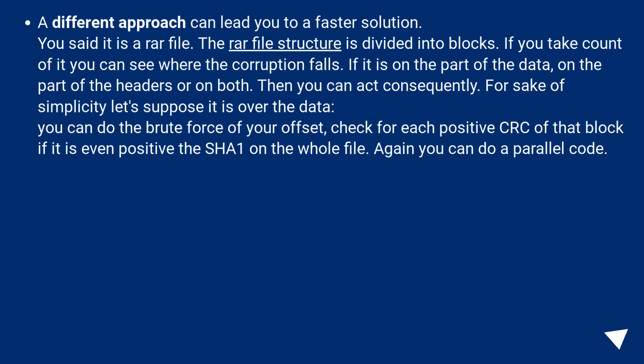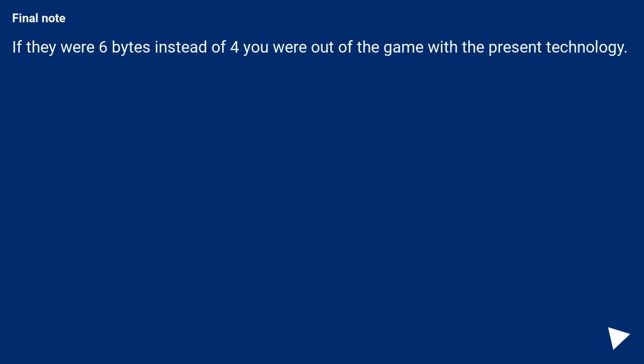You can do the brute force of your offset, check for each positive CRC of that block if it is even positive the SHA-1 on the whole file. Again, you can do a parallel code. Final note. If they were 6 bytes instead of 4, you were out of the game with the present technology.